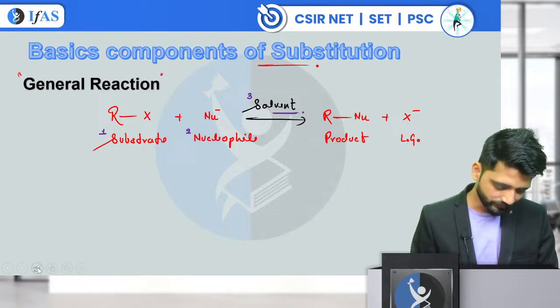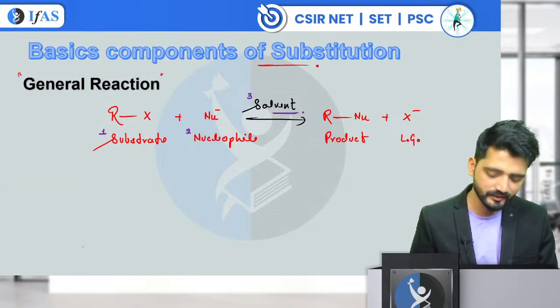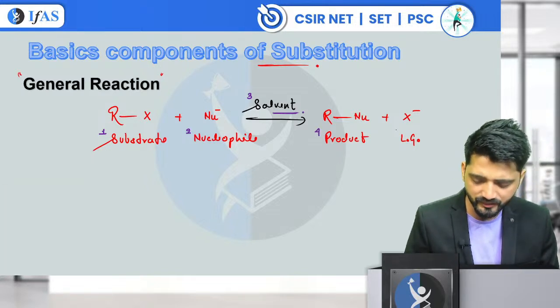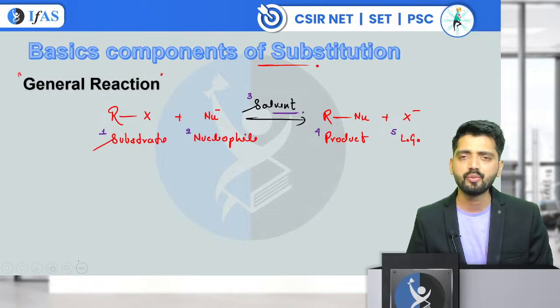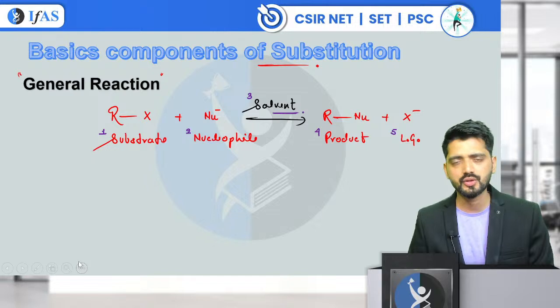So, the fourth component which we can see is a product, and the fifth component is our leaving group. These are the five basic components for any substitution reaction.